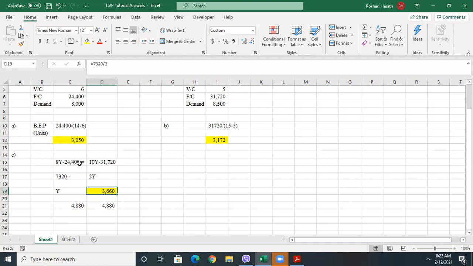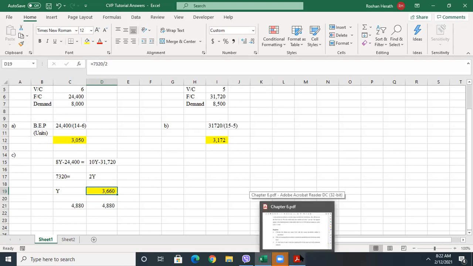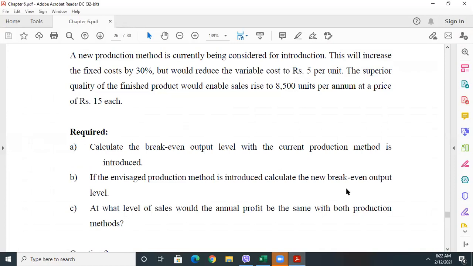So this is what we call a profit formula. It's simply the contribution per unit into the number of units minus the total fixed cost. And that's what gives you the profit. Okay, so it is a comparatively easy exercise, but still it adds some value. That's why I have selected the question.